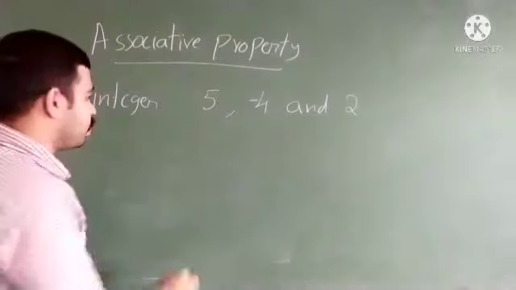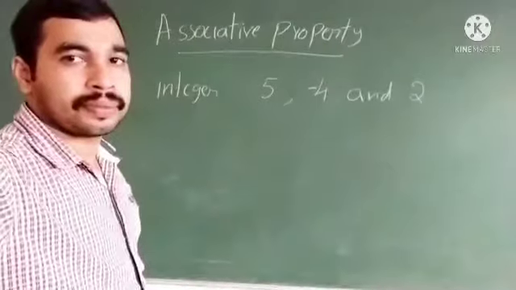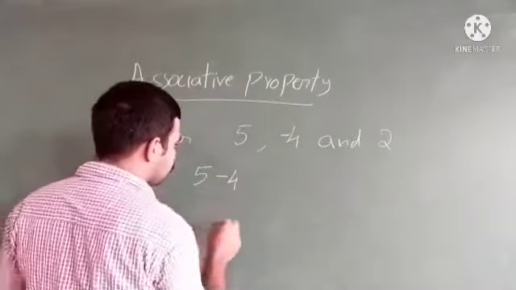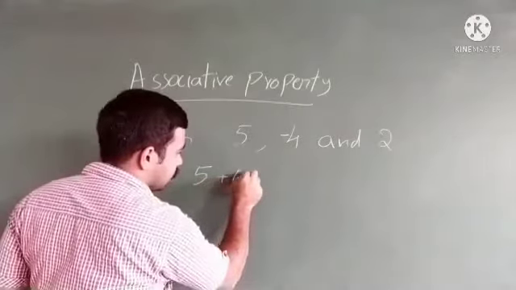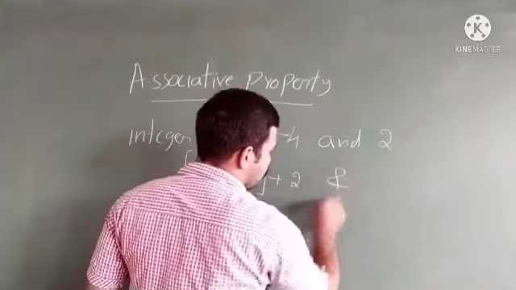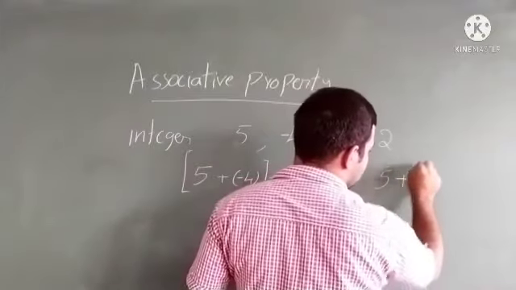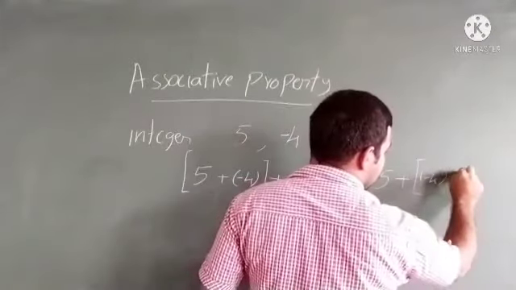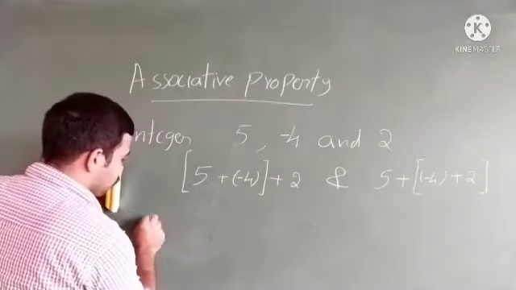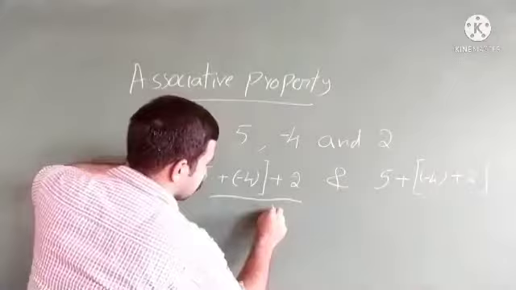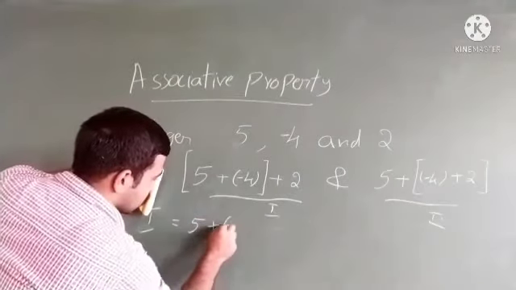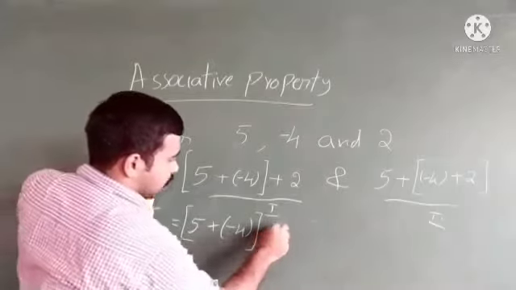Let's see what happened in both the cases. Okay, in first case. This one is first. This one is second. Let us see. First place: 5 plus, in brackets, minus 4 plus 2.